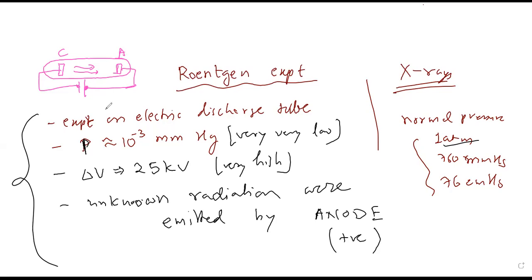So it was really very shocking that when he maintained a very, very low pressure and a very high potential difference across the two terminals, there was some radiation from the anode.